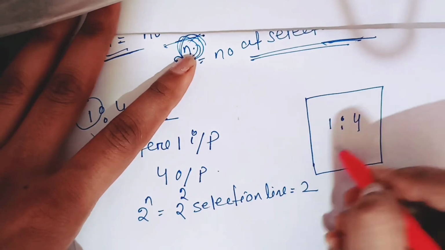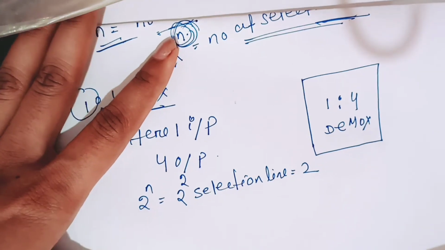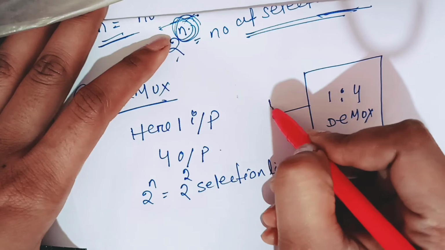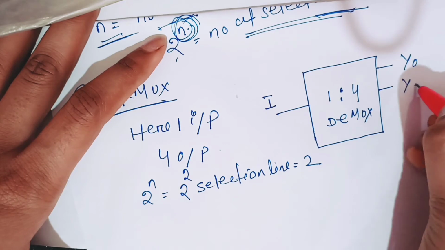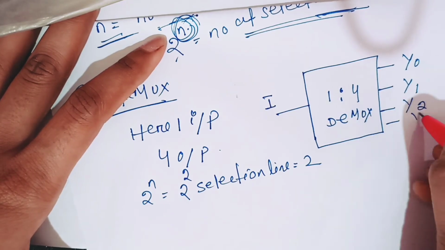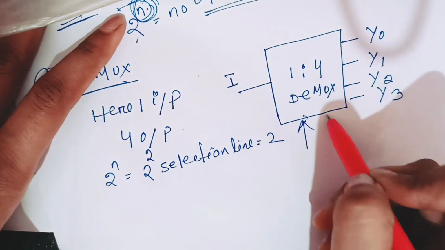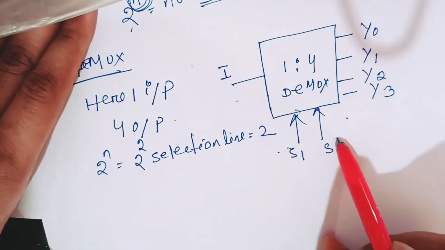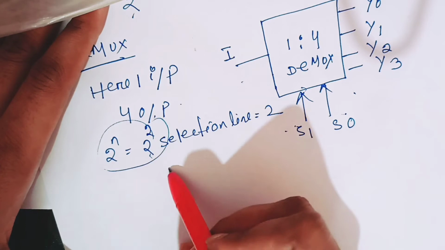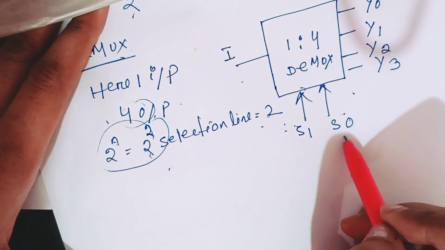This is the 1:4 DMUX. One input I, then four outputs Y0, Y1, Y2, Y3, and two selection lines, S1 and S0. One input, four outputs, two selection lines. According to our formula, 2 to the power n gives 4 outputs, so n is equal to 2, and the selection lines are 2.